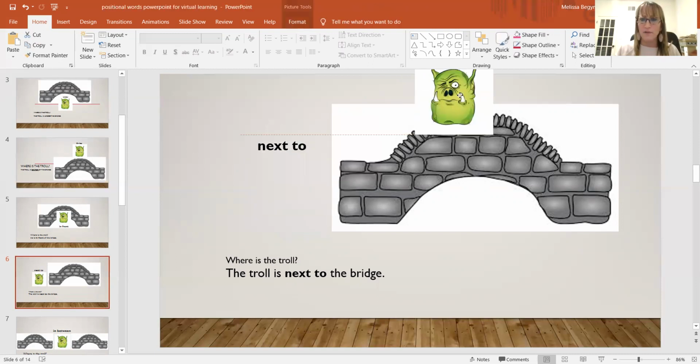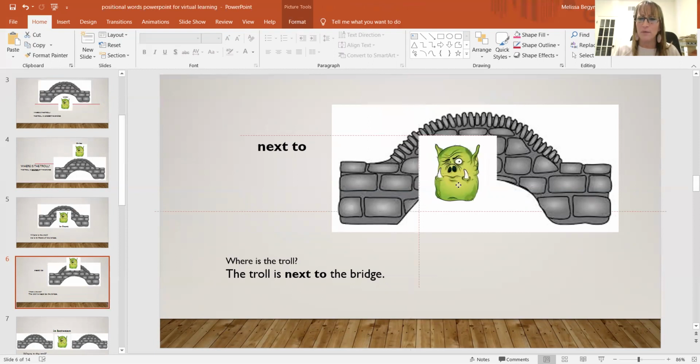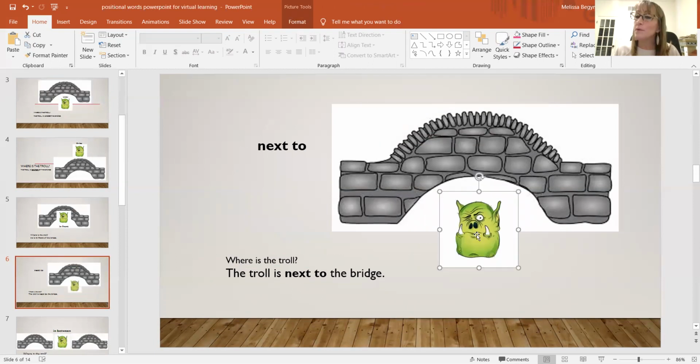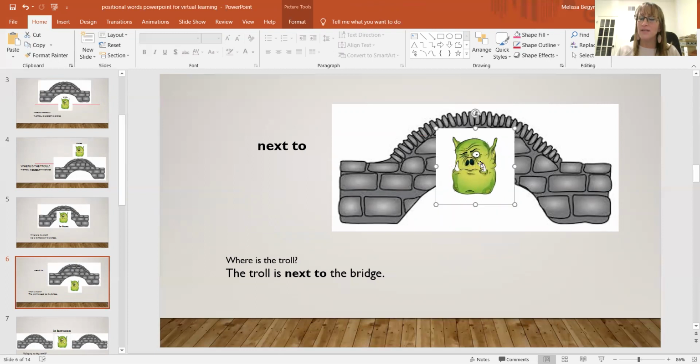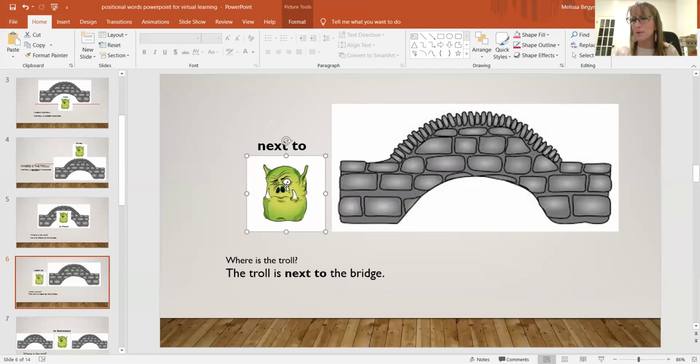What about if the troll was here? Where would he be? Absolutely, he would be on top of the bridge, but that's not where he is. What if he was right here? He would be underneath or below the bridge. How about if he was right here? Yes, very good. The troll would then be in front of the bridge. But for this example, does anybody remember where the troll is? Yes, the troll is next to the bridge. He's not on it, he's not in front of it, he's not below it. He is next to the bridge.